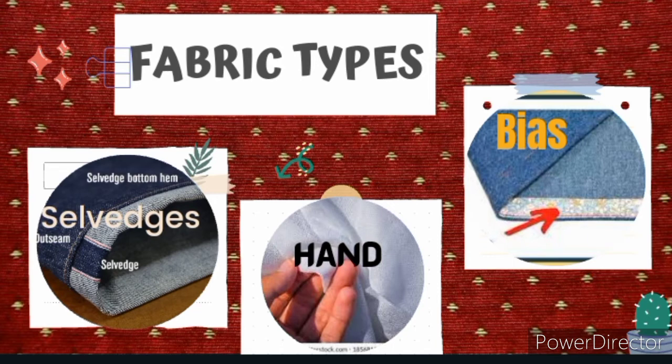Then we have hand. Hand is a term they use to describe the texture or feel of a certain fabric. We have bias. Now this bias is the diagonal cross grain of the fabric at 45 degrees. It is where there is the most stretch. You can find where there is most stretch there. They use it for stretch material. That is what we call bias.